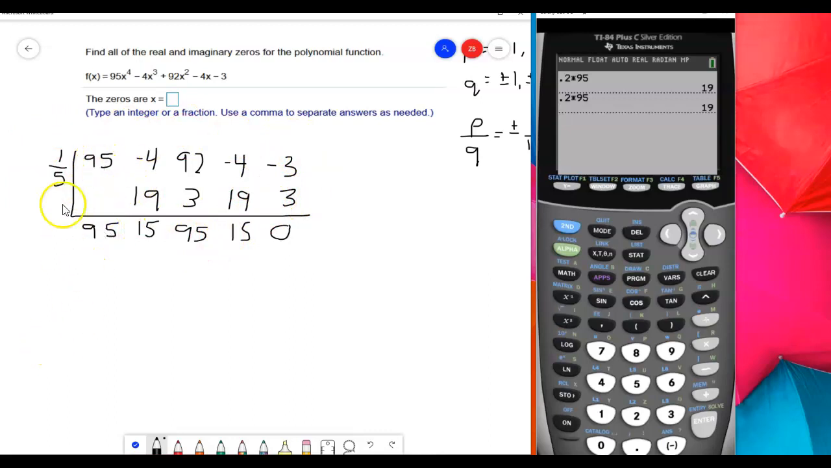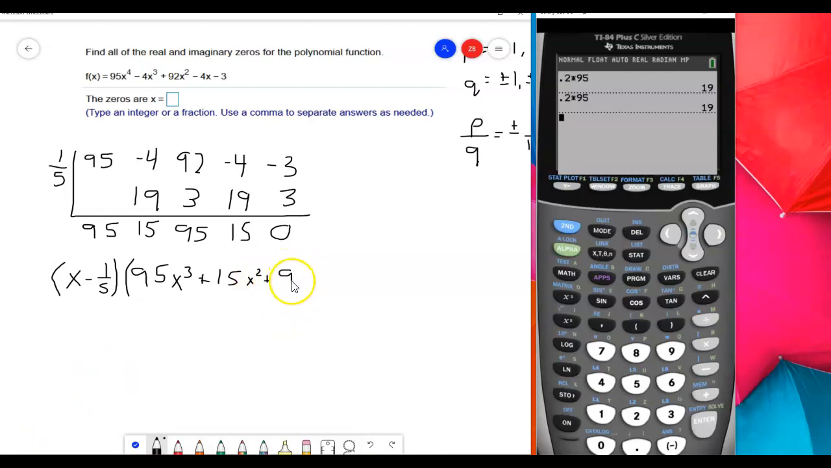And this means that we can now pull this 1/5 out as a factor. So now I have x minus 1/5 as a factor here. And now my polynomial is 1 degree less. So instead of a 4th degree polynomial, what is left is 95x cubed plus 15x squared. Give me just a moment, please.